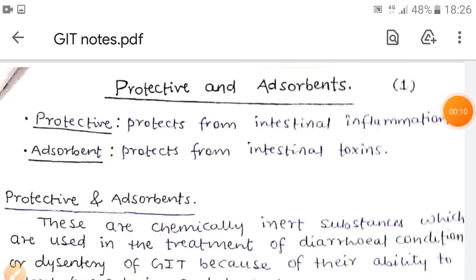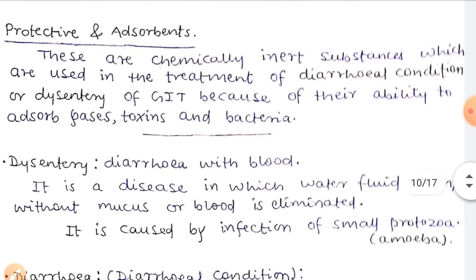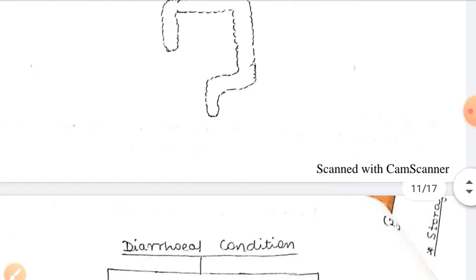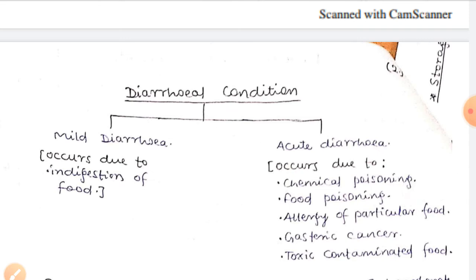Today's topic is protective and adsorbent. Protective protects from intestinal inflammation and adsorbent protects from intestinal toxin. This is the second part. In the first part I told you about the protective and adsorbent definition, what is dysentery and what is diarrhea. To watch this you have to watch the first part. The link is in the description box, please check it out.